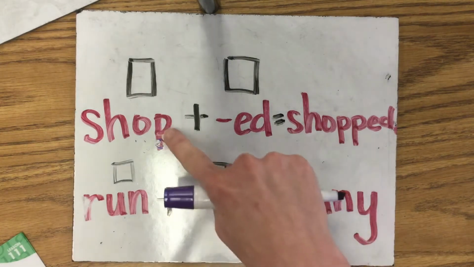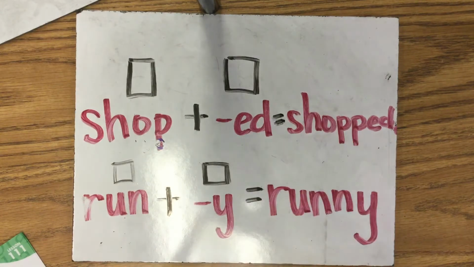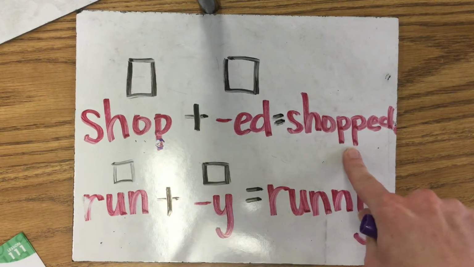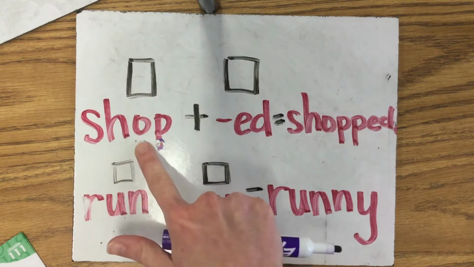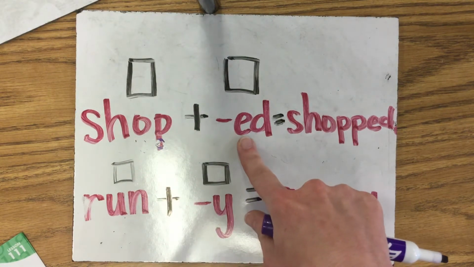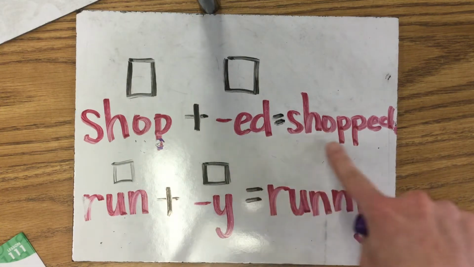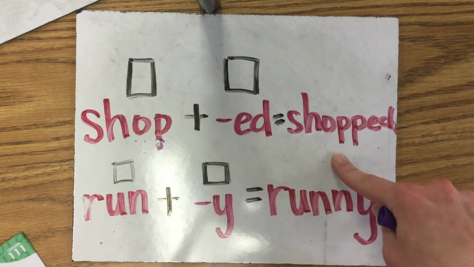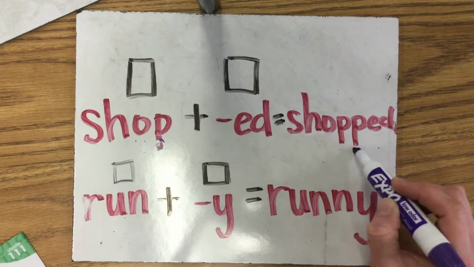Okay, these are our root words, and these are our suffixes. We are going to be putting our root word with our suffix to form a new word. So we're going to look at the first word. The first word is shop, plus our vowel suffix ed equals shopped. Do you notice anything that has changed in this new word shopped? You should see that the last consonant was doubled.